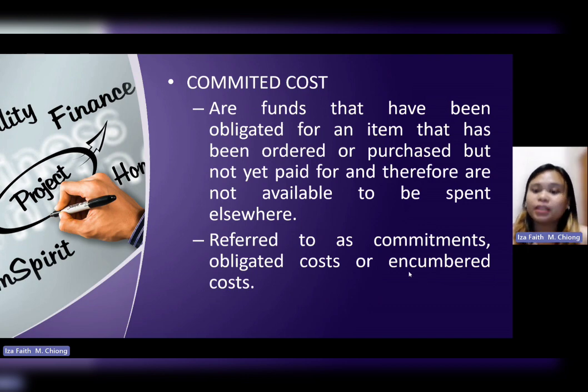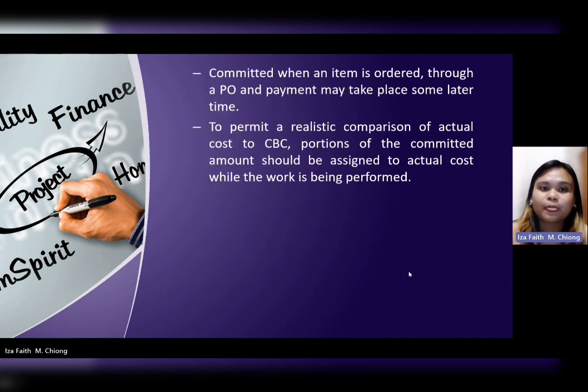An example of committed costs could be lease payments, rentals, loan repayments, insurance premiums, salaries and benefits, maintenance, and electric bills. These are all under committed cost. So a cost is committed when an item is ordered through a PO, purchase order, and payment may take place at some later time.